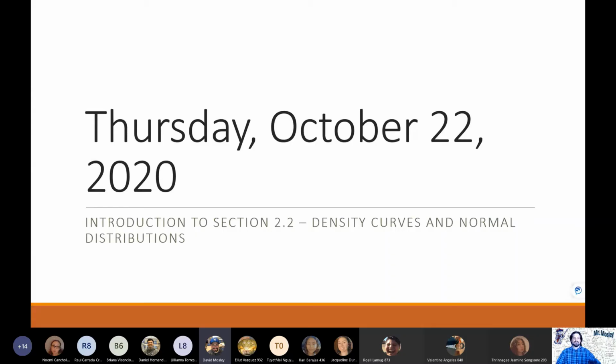So here we are, guys. It's Thursday, October 22nd, 2020. We're going to be introducing section 2.2, which is density curves and normal distribution. All right.